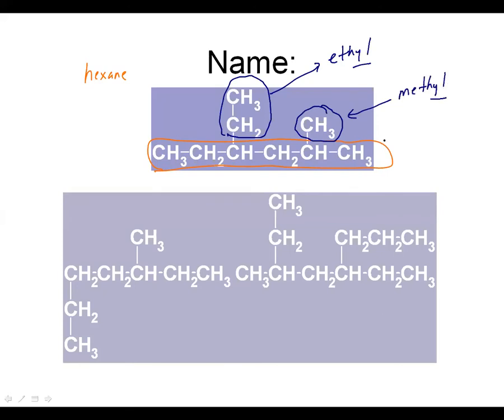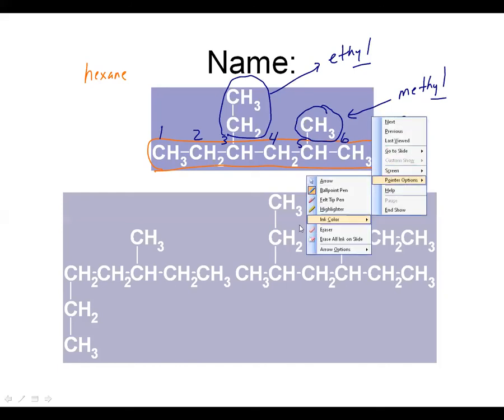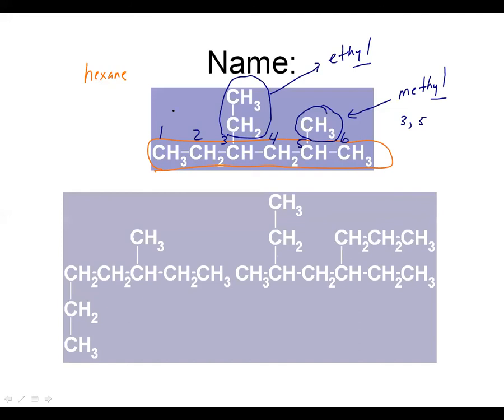So we do need to figure out numbering. So if I go left to right, I got 1, 2, 3, 4, 5, and 6. So left to right, I have groups at 3 and 5. If I number the opposite way here, going 1, 2, 3, 4, 5, and 6, I have groups at 2 and 4. So again, we want to go with the lower numbering, which is the 2 and the 4.